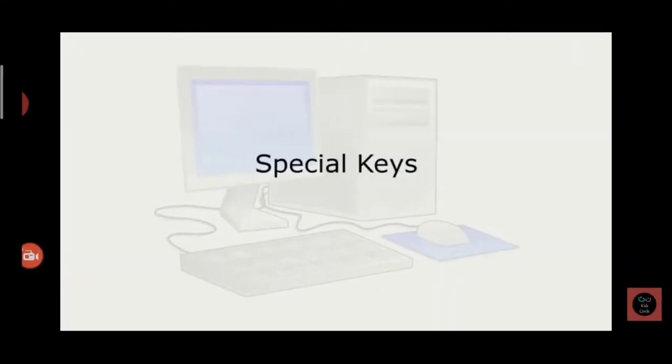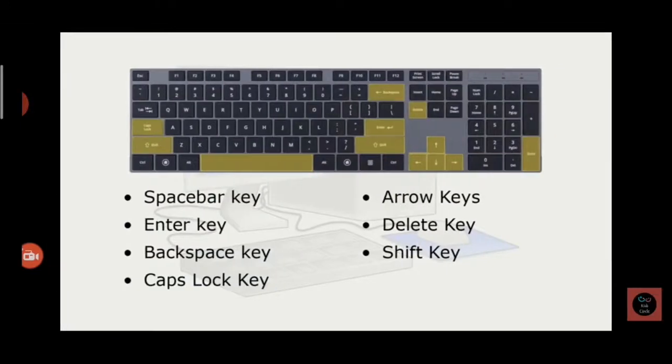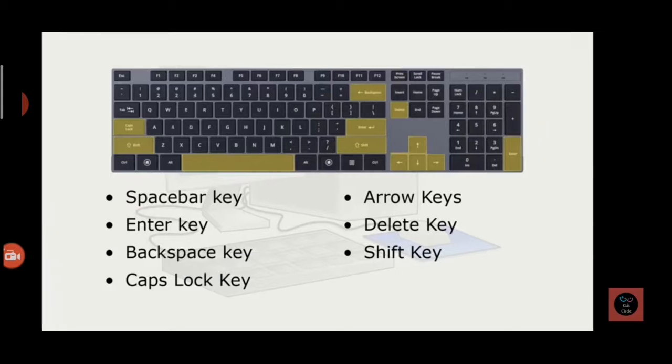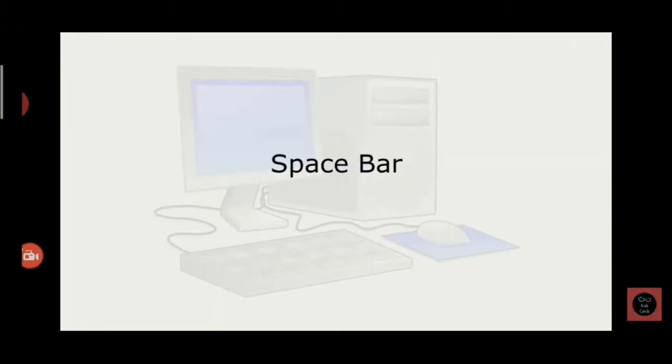Now special keys. So what are special keys? Special keys are used to type special symbols. We can use special keys to type special types of symbols and perform specific jobs. Okay, so what are special keys? Spacebar, enter key, backspace key, caps lock key, arrow keys, delete key and shift key. Okay, now let us see the uses of these keys. First one is spacebar.